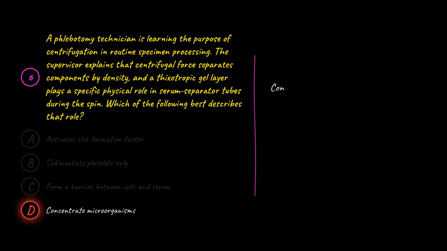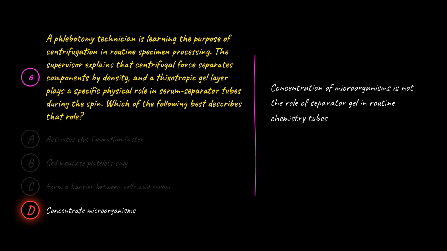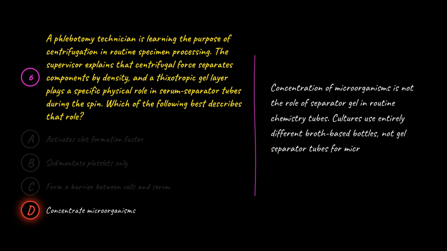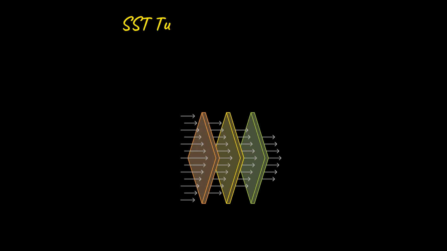D is wrong because concentration of microorganisms is not the role of separator gel in routine chemistry tubes. Cultures use entirely different broth-based bottles, not gel separator tubes, for microbial growth detection. Serum separator tubes contain a thixotropic gel that plays a purely mechanical role, no chemistry involved. Understanding how it behaves under centrifugation explains why it's so useful in clinical workflows.